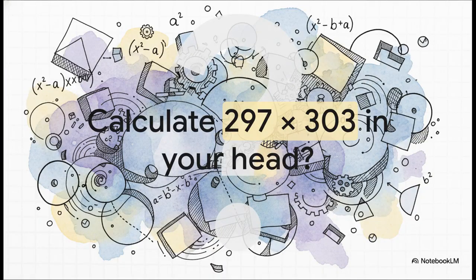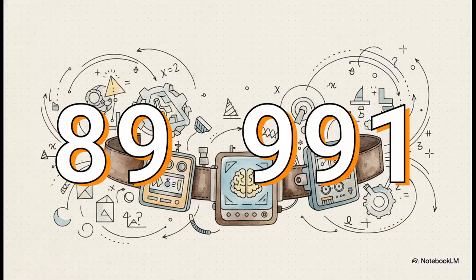Okay, but why does this matter? Why do we actually care about these algebraic shortcuts in the real world? Well, let's do a quick mental test. How fast can you figure out this complex arithmetic problem? 297 times 303. In your head, totally without a calculator. It seems super daunting, right? Got it yet? The answer is 89,991.